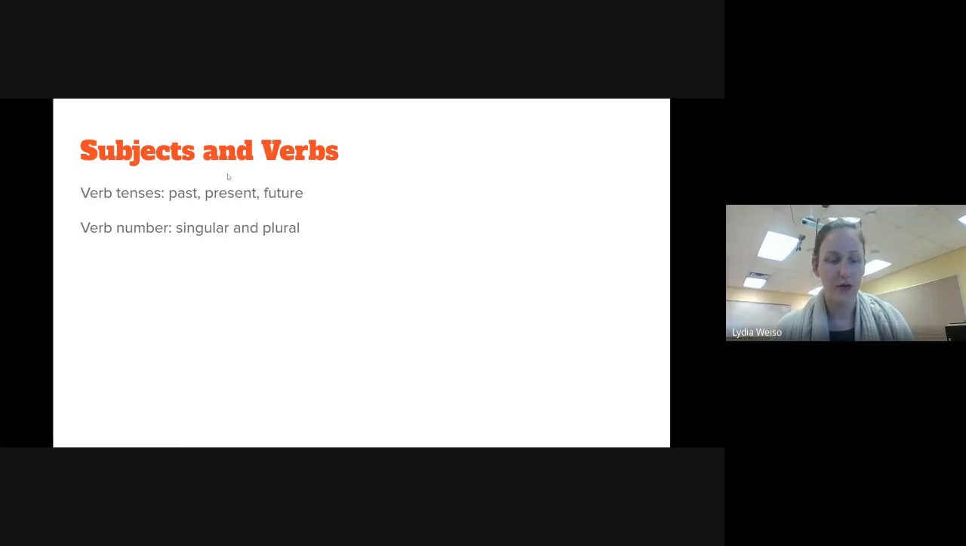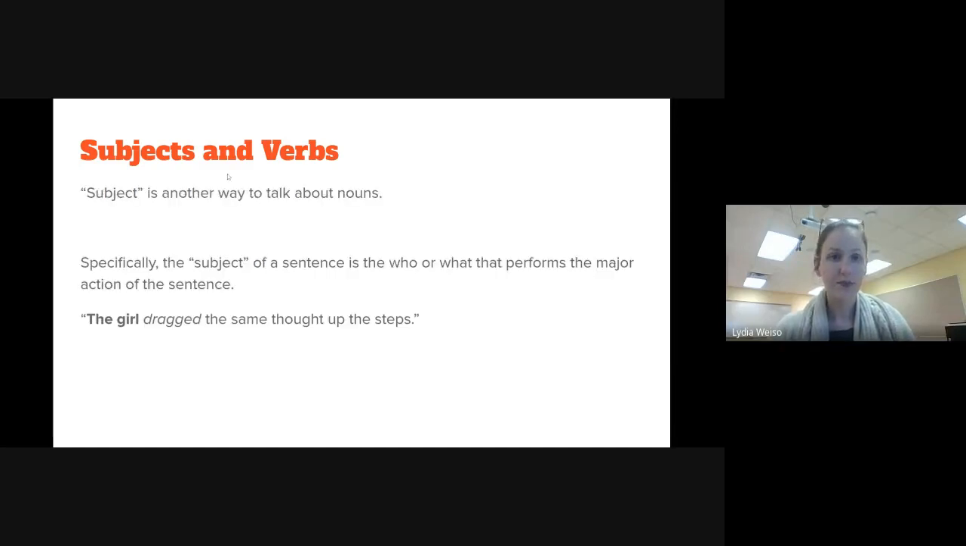So as we covered before, verb tenses are really easy. You just have past, present, future, more or less. There are different variations, but past, present, future. And then verbs also come in number. That's singular and plural. So when we talk about subject, we're talking about nouns and noun phrases. But specifically, we're talking about the who or what that performs the major action of the sentence. We're talking about the main character of that sentence.